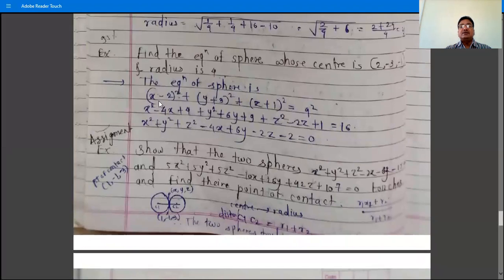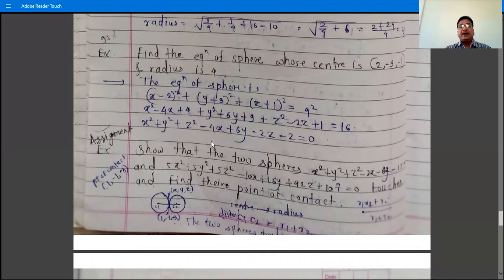Radius square. And the simplification is: x square minus 4x plus 4, the square of this bracket, and the square of this bracket is this. 4 square is 16. After simplification we have x square plus y square plus z square minus 4x plus 6y minus 2z, and the constant term is minus 2, because 4 plus 1 is 5, plus 9 is 14, and this 16 shifted to the LHS becomes minus 16. 14 minus 16 becomes minus 2.